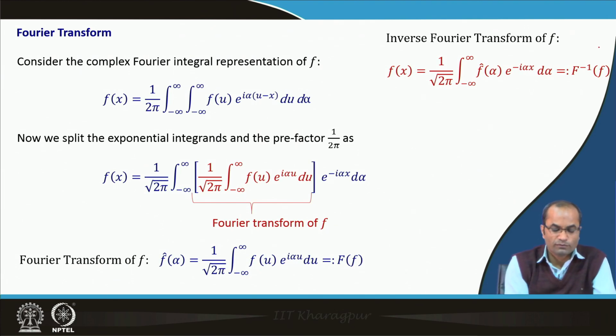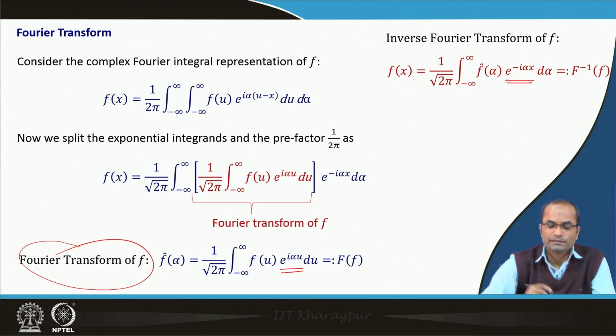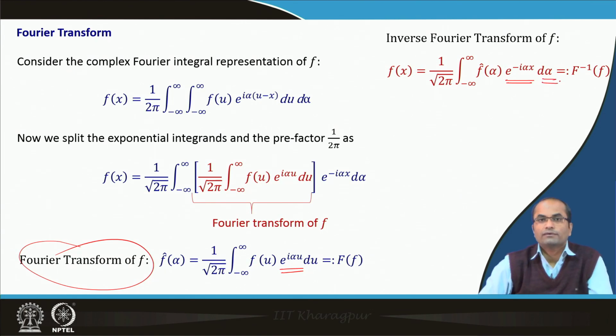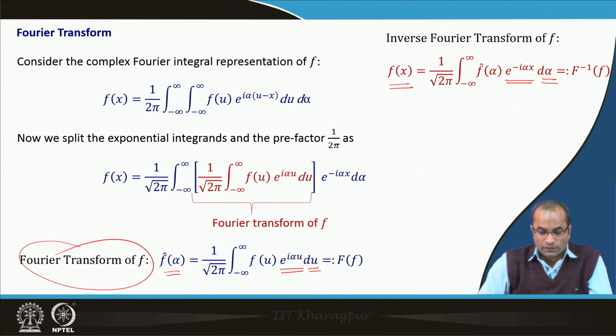Basically, in the forward formula, or the formula of the Fourier transform, we have e power I alpha u, whereas here we have the minus sign, alpha x, and this is integrated over alpha, of course, to get this function of x. And then here, to get the function of alpha, it is integrated over u.